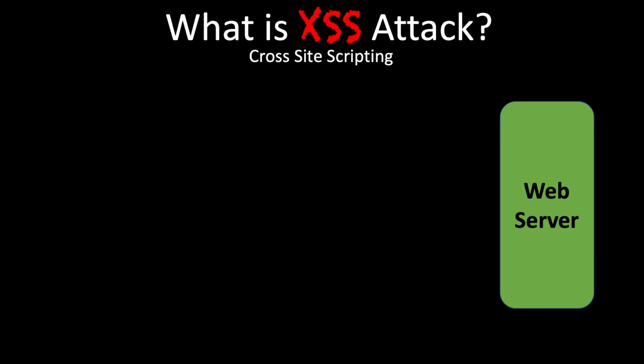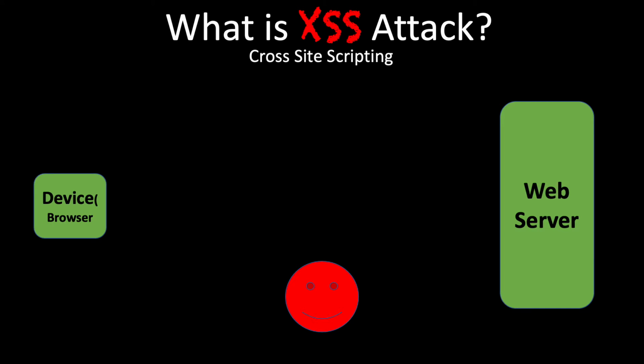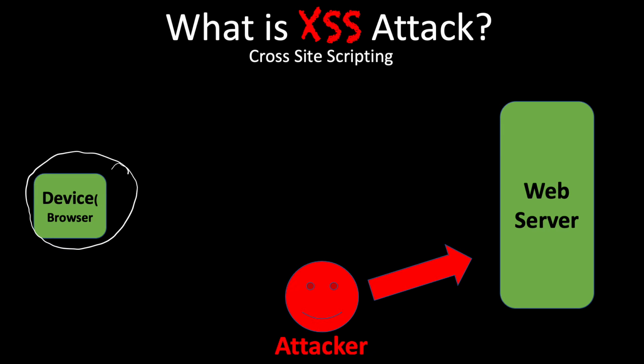We have our web server on the right. We have our device, essentially our web browser running on the end client here, and we have our attacker at the bottom. What this specific attacker is focused on is attacking the actual device, but it uses the server. So the attacker's focus is the device, but it uses the web server as a means of getting to that device.